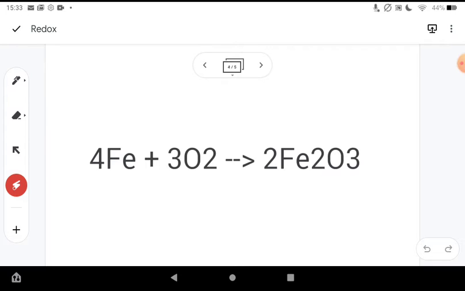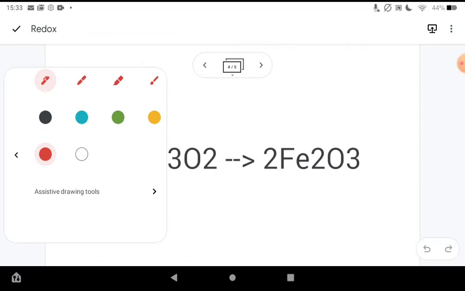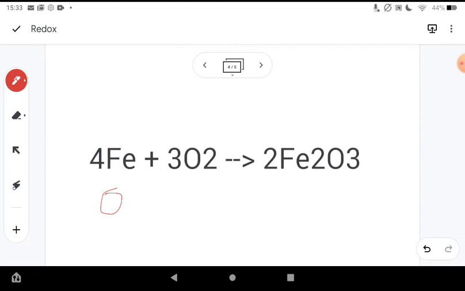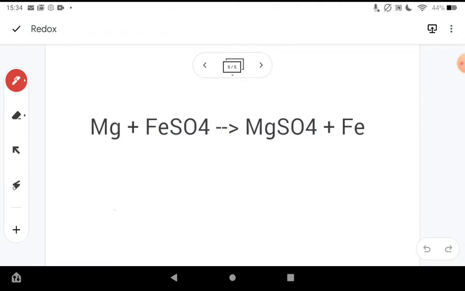You don't need to know them at GCSE level because they're about oxidation numbers. But basically, iron is 0 because oxygen is, as an element, 0. In this case, iron becomes 3 plus and oxygen becomes 2 minus in terms of its charge. And that's why. Okay, last one.